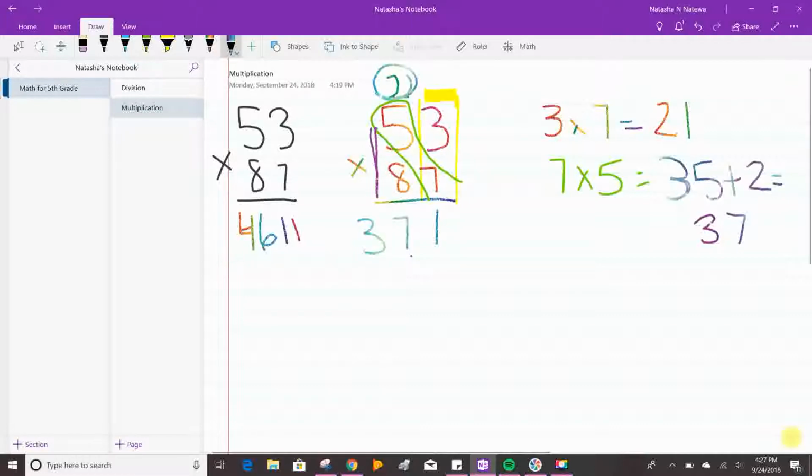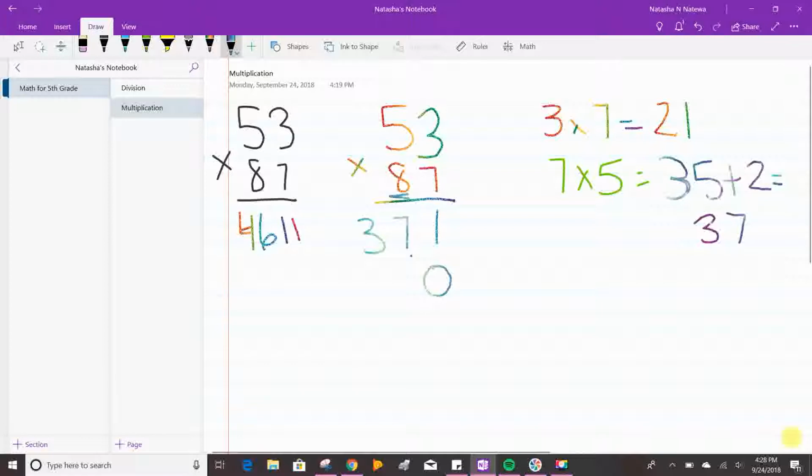Now that's why I think you should use pencils when you do this stuff. I'm going to erase all of this here because, oh, I erased my 3. It's distracting when you don't have it erased. So now that we've multiplied the ones, we're going to multiply the tens. When we multiply the tens, we always put a 0 on the bottom.